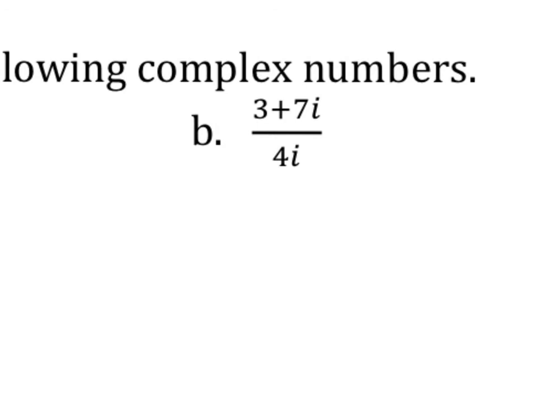Okay, so I see the i in the denominator. I'm going to get rid of that because we're not allowed to have that. So I'm going to multiply on top and bottom by i. Now on top, I have to make sure that that i gets distributed to both parts. 3 times i is 3i, and 7i times i is 7i squared. On bottom, I have 4i times i, which is 4i squared. Now I'm going to get rid of my i squareds and change the signs.